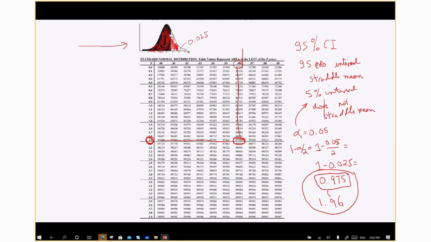But recall that the Z distribution is symmetrical. So if we came out here to minus 1.96, that would put 0.025 in here. So we've got 0.025 at both the ends. So what does that leave? That leaves 0.95 in the middle. And that's really what's important because it's a 95% confidence interval that we're interested in calculating.